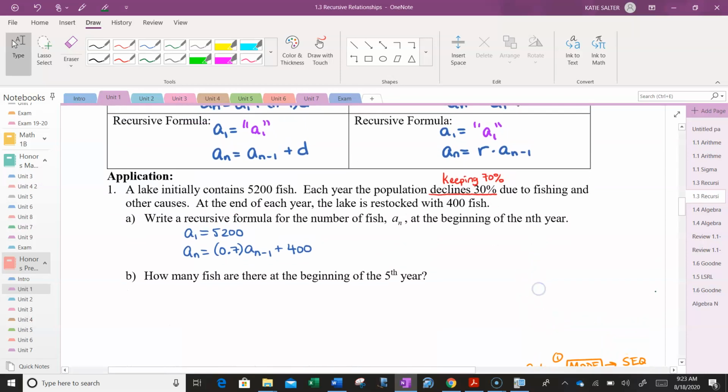So we already know how many we're going to have after the first year. So the first year is 5,200. So to get the second year, we're going to say 70% of the previous year, because that's what that's saying. So 70% of a sub 1, because this is a sub 2, and we know a sub 1 is 5,200, and then plus 400. And if you pop that into your calculator, we would get that this comes out to be 4,040.